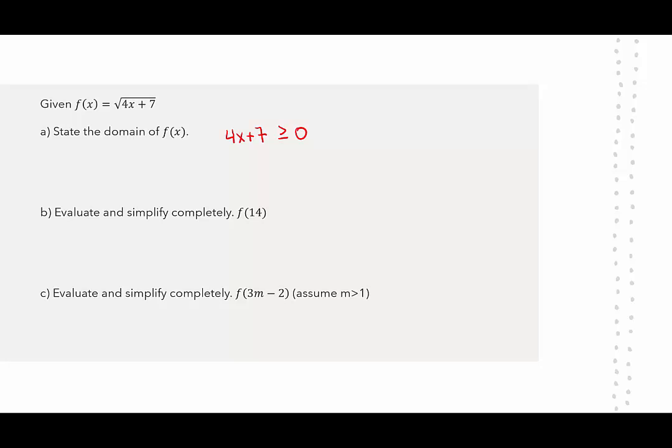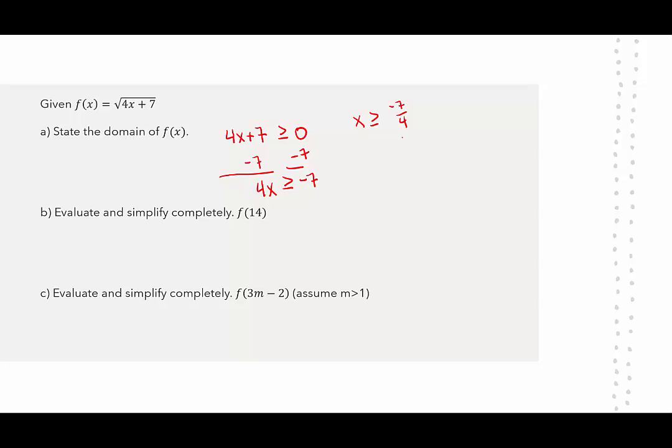And now what I want to do is figure out what x is, so I'm going to get it by itself. I'll get it by itself by subtracting a 7 from both sides. Now I get 4x is greater than or equal to negative 7. And then I need to divide both sides by 4. And let's see, I can't really divide because 4 doesn't go evenly into negative 7. I can leave it negative 7 over 4.